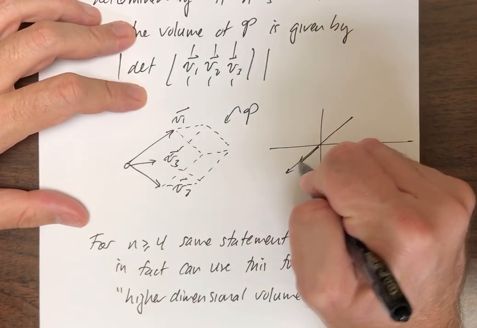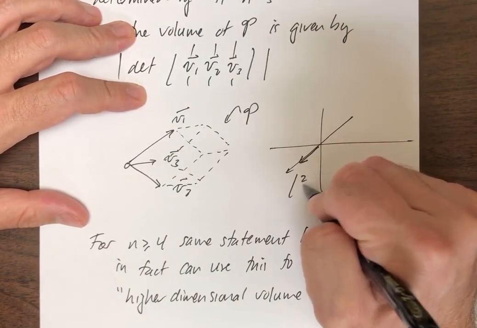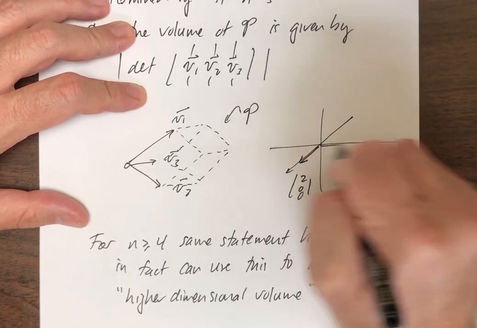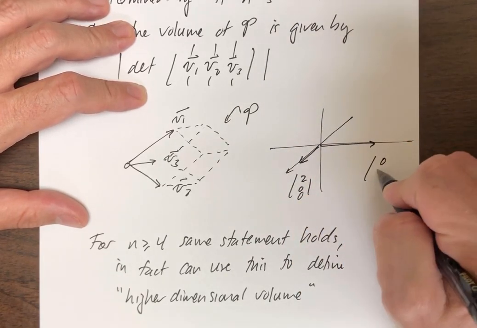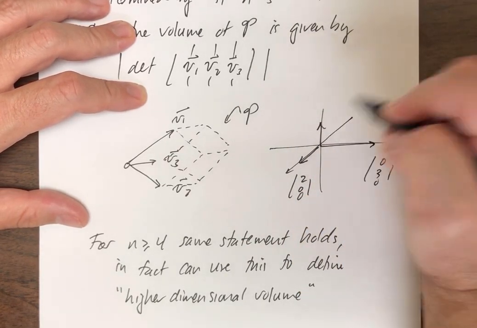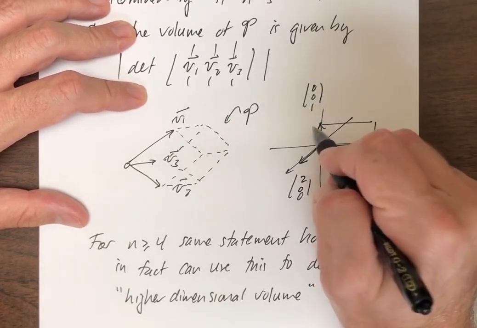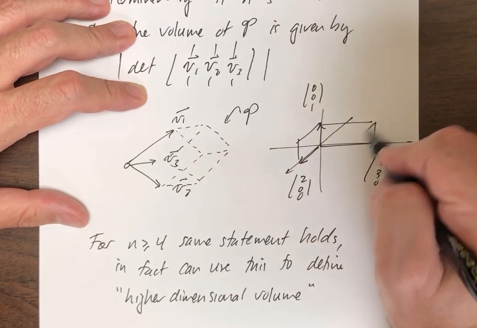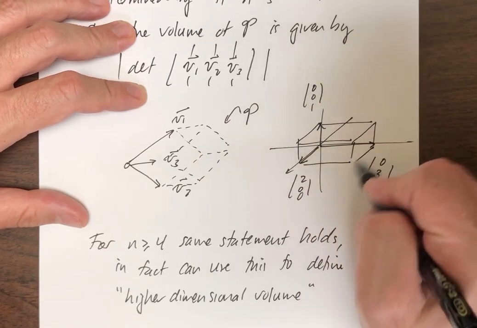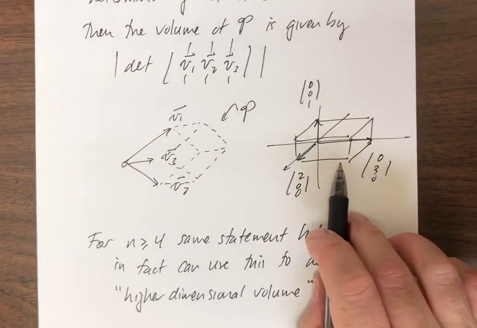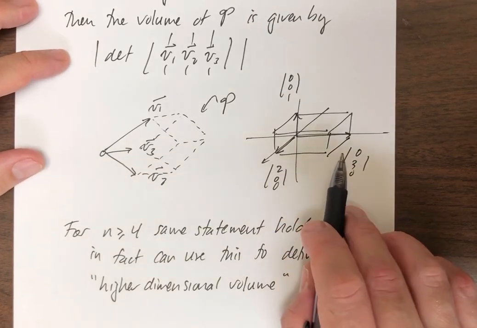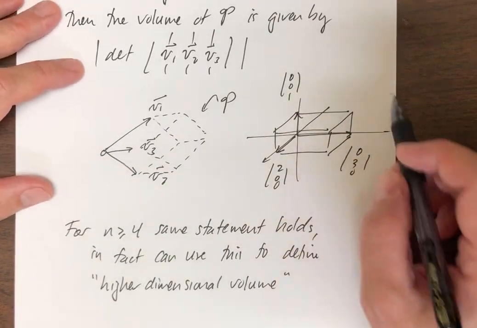So if you had something like this, if this was like 2, 0, 0, and then let's say this is 0, 3, 0, and then I had something like 0, 0, 1 here, well, that would actually just be a, what is this called, a rectangular cube or something like that, right? And so what's the volume of this thing? Well, right, this is just width times height times depth.